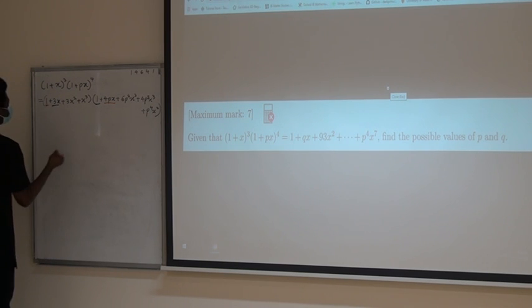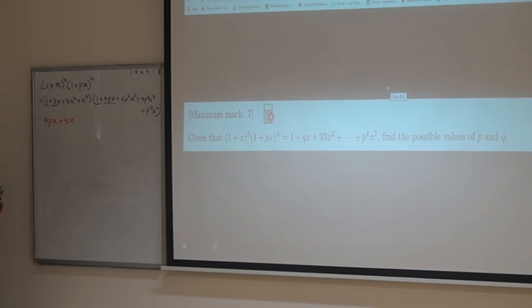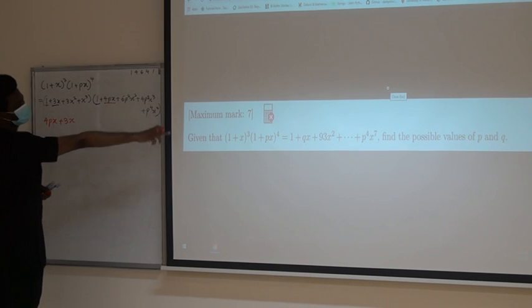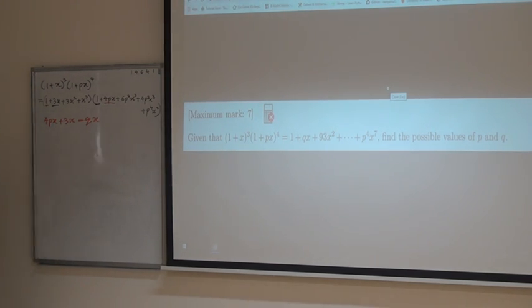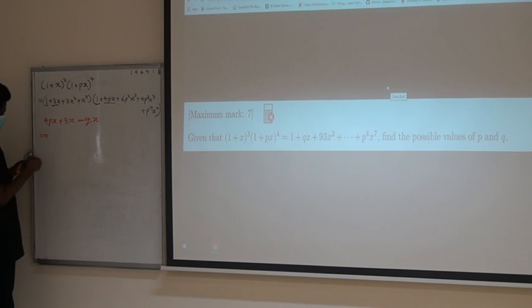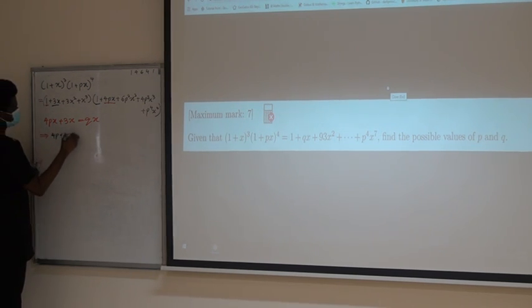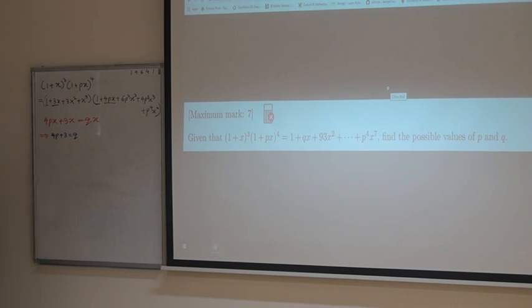So if you do that, 1 times 4x will be 4x, 1 times px will be px, and 3 times that will be 3x. That's on the left, and on the right, what's that? qx, right? Did anybody get that? Okay, so this means 4p plus 3 is equal to q, so that will be useful at some point.